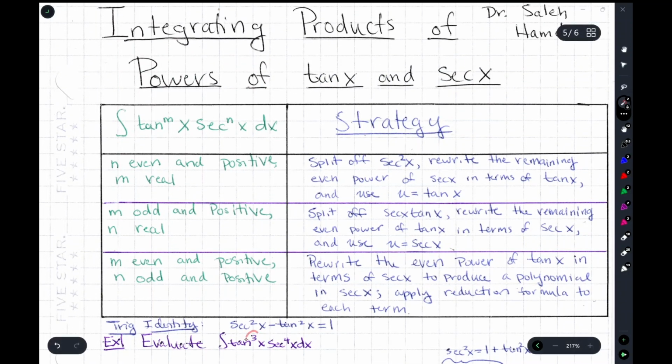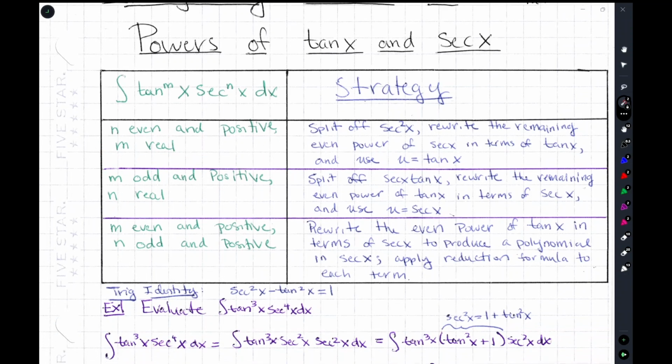So we have tan cubed secant to the fourth. Where does that fit? Well, the tan is cubed, so we could say m odd and positive. That's true, and 4 is a real number, so we could use this strategy here. On the other hand, 4 is even and positive, and 3 is real. So we could use either one of these, and in fact, let's take a look at both.